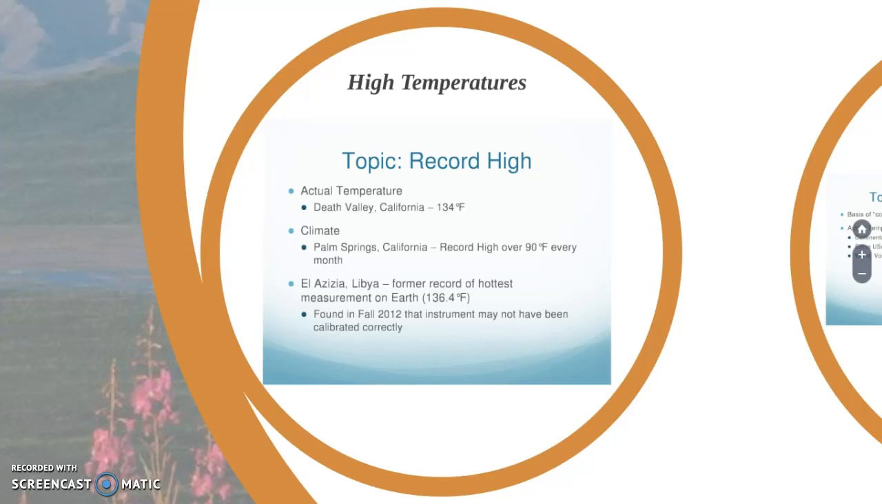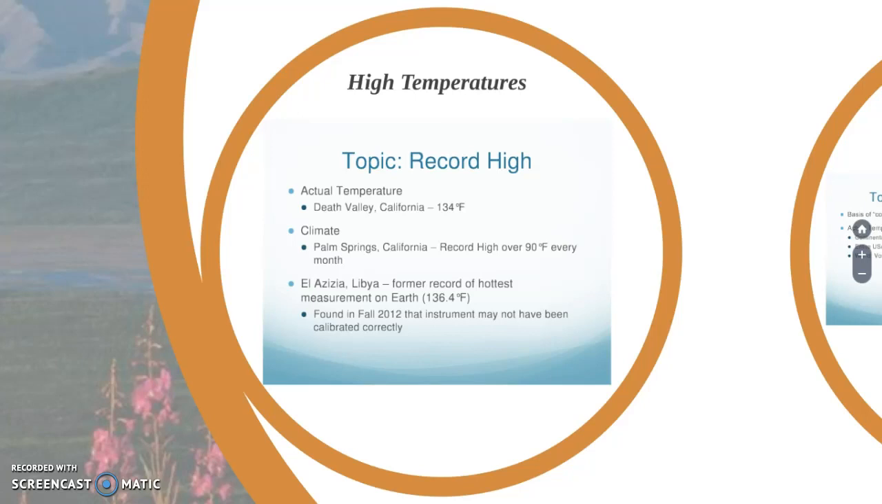Now, bottom point on this slide, notice that was formerly held by a city in Libya, which had a measurement of 136.4 degrees Fahrenheit. However, a handful of years ago, research showed that the instrument may not have been calibrated correctly. For instance, the thermometer may have only been half a meter off the ground instead of a full 1.5 meters. So, since we don't know for sure, that makes this measurement unreliable, so the next measurement that holds the record would be Death Valley.